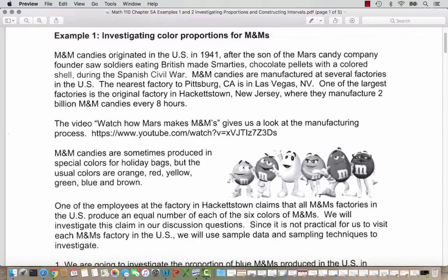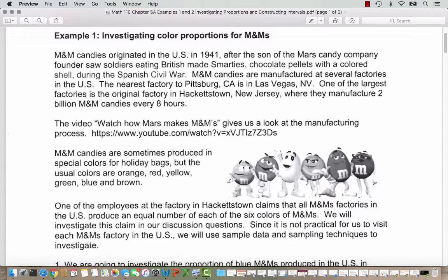In this example, we are going to investigate color proportions for M&Ms. M&M's candies originated in the US in 1941 after the son of the Mars Candy Company founder saw soldiers eating British-made Smarties, chocolate pellets with a colored shell, during the Spanish Civil War. M&M candies are manufactured at several factories in the US.